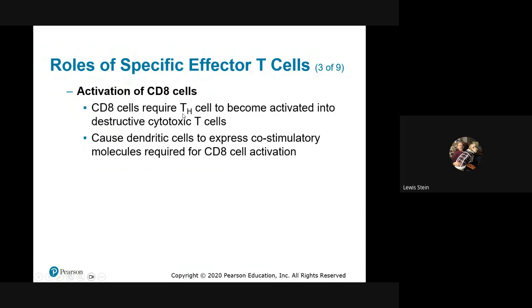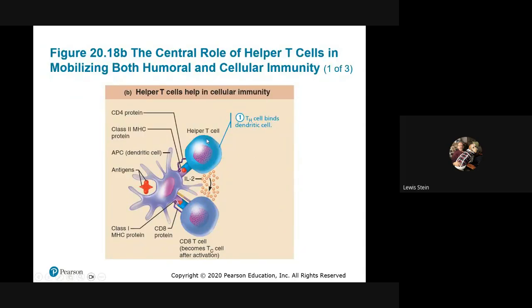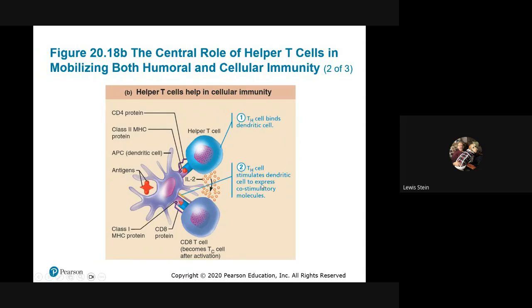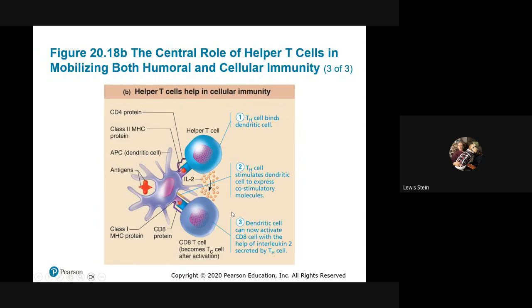CD8 cells are maybe a little bit more involved because they require the helper T cell to really activate the CD8 cell efficiently. It's almost like a little exchange of chemicals. So you have an antigen presenting cell, a helper T cell, and a CD8 cell. The helper T cell basically allows the antigen presenting cell to express co-stimulatory molecules. The dendritic cell activates the CD8 cell. So you're basically stimulating this to trigger this, etc. It's much more complex when you look at it.